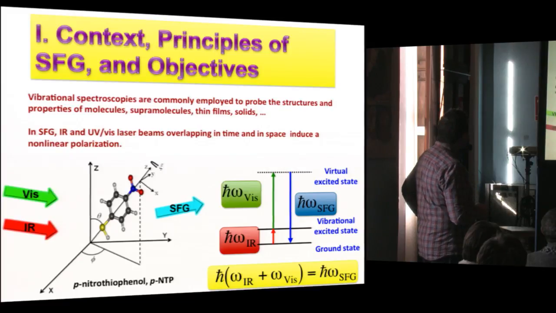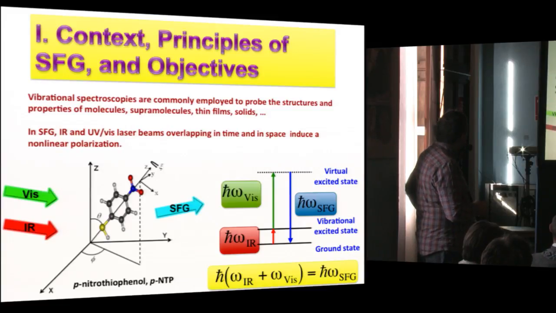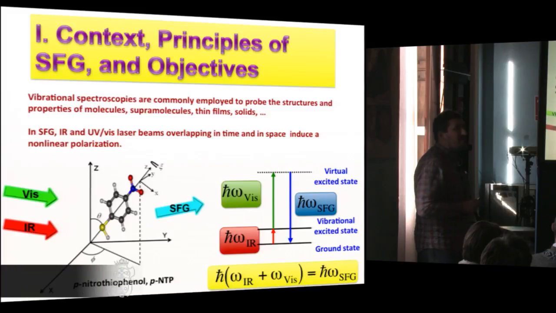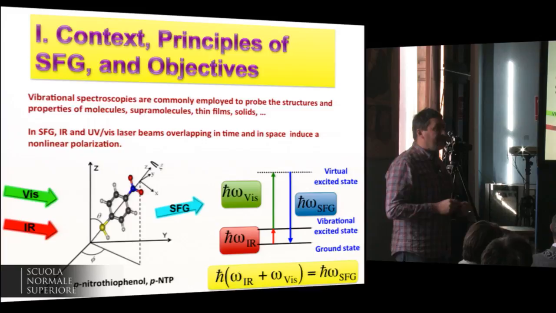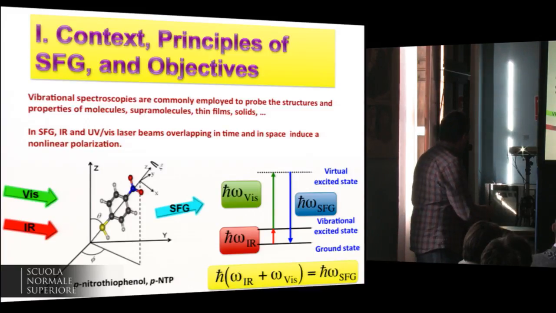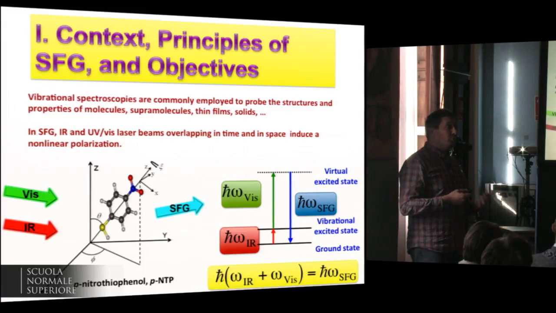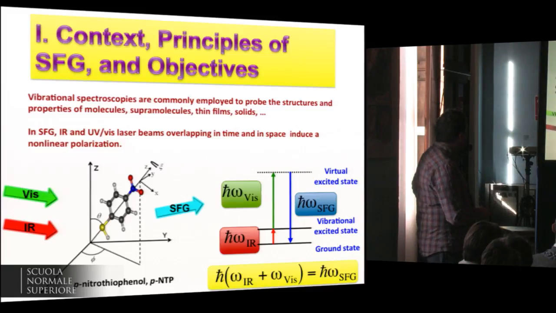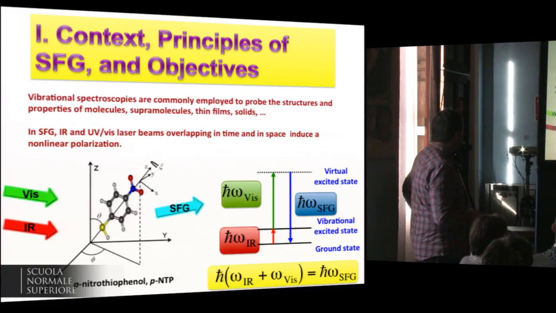And in SFG, you have two laser beams. You have an infrared laser beam and also a UV-Vis laser beam. And these are in phase, and they interact in space and in time on the surface with some molecules, in order to generate a new beam at a frequency which corresponds to the sum of the frequencies of the incident light. So this is why it's called sum frequency generation.